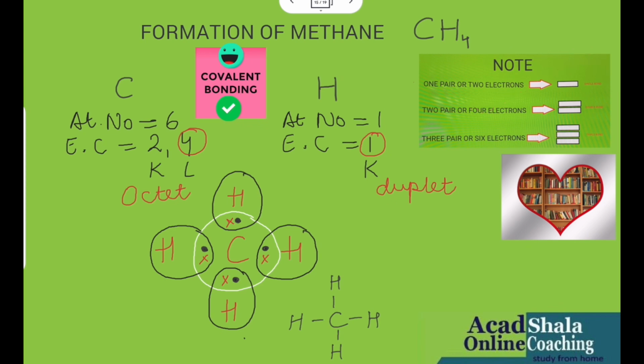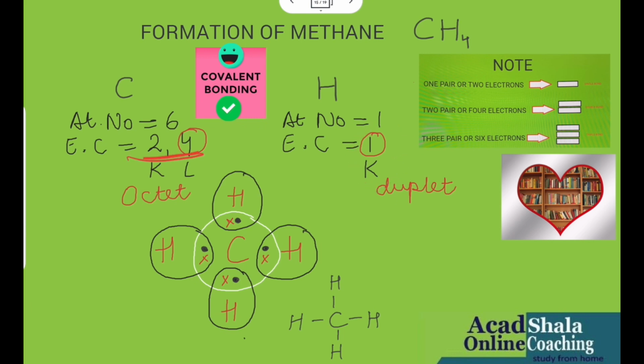Now, what we are going to do right over here is I will write carbon. What is the atomic number of carbon? 6. Okay. What is the electronic configuration of carbon? That is 2, 4. That is, this is K shell and this is L shell. Right, children? Okay. After this, what is the atomic number of hydrogen? Atomic number 1. Electronic configuration 1. We have K shell. That means we have only one shell, that is the valence shell, K shell.